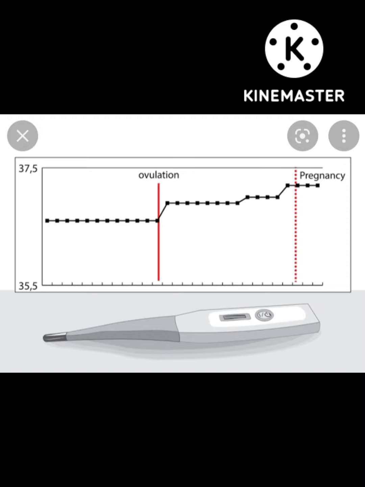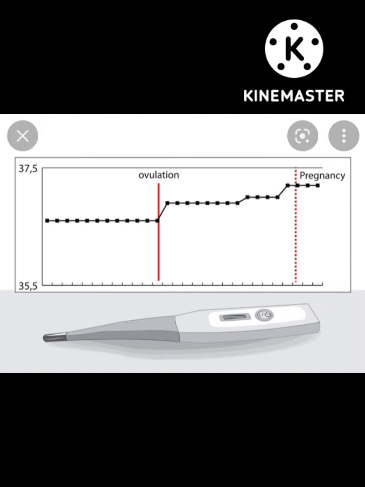How to use basal body temperature. One, take your basal body temperature every morning before getting out of bed. Use a digital oral thermometer or one specifically designed to measure basal body temperature. Two, track your temperature readings. Three, plan sex carefully during fertile days.